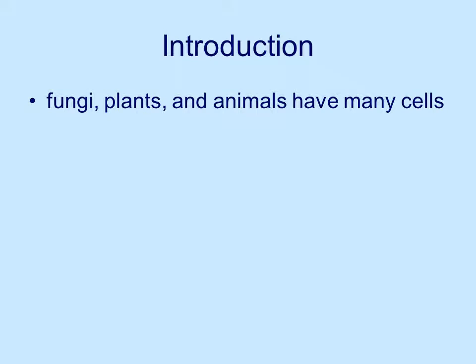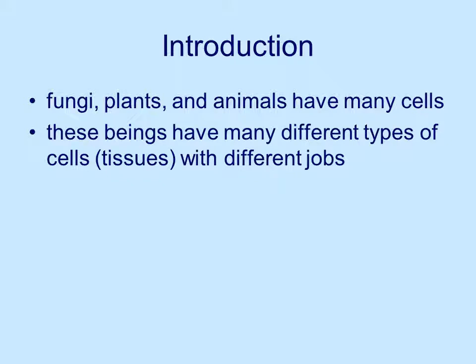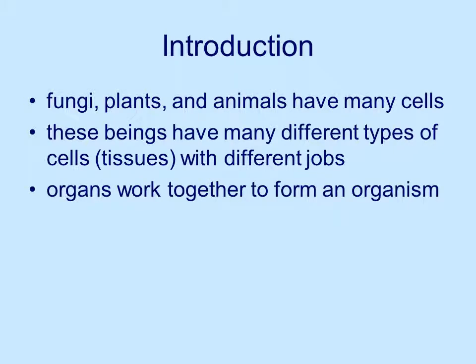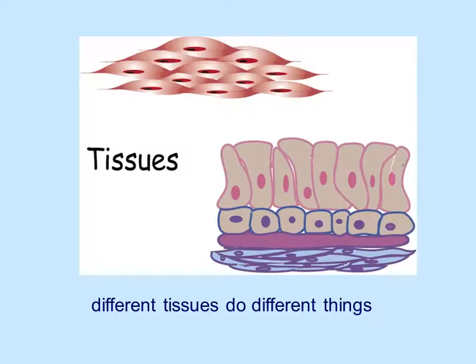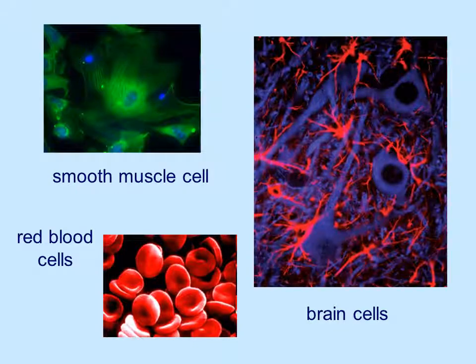Fungi, plants, and animals have a lot of cells. Your body is made up of millions and millions of cells. These cells have different types, they're different tissues, and they have different jobs. So not all the cells are the same. The organs work together to form an organism. Different tissues do different things. Here is a type of tissue and another type of tissue. These are two different types of muscle tissue. They have different functions, but they all work together to make the organism, the entire being, work together.